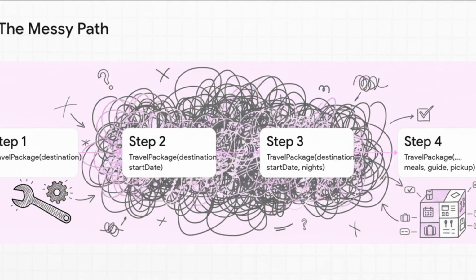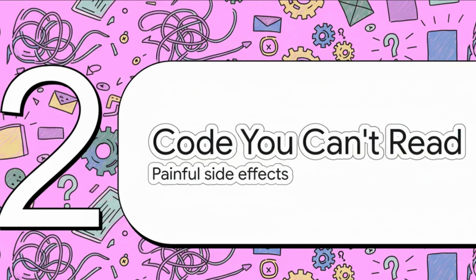Here's how it usually goes down. At first, you just need a destination. Simple enough, right? But then you need to add a start date, so you have to create a new constructor. Then you add the number of nights, yep, another constructor. And finally, you add these Boolean flags for meals, a guide, and pickup, and boom. Your code has just exploded with all these different ways to create the same object, and each one is more confusing than the last.